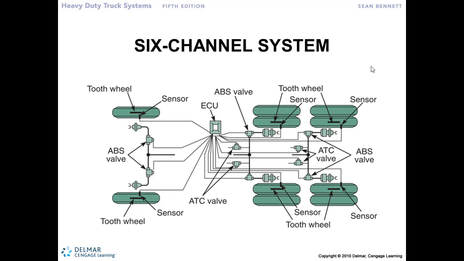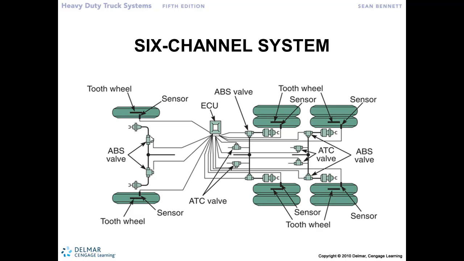So when we're talking about the number of channels in the system, we're talking about the number of wheels and modulators that we have available in the system. So a 6-channel system is going to have 6 wheel speed sensors. So again, 2 on the front, the steering, and then we are going to monitor each drive axle wheel end. So 1, 2, 3, 4, 5, 6 speed sensors, and then 6 modulators.